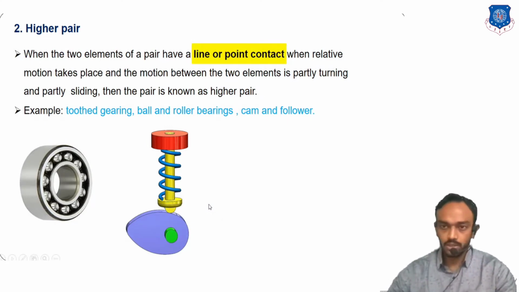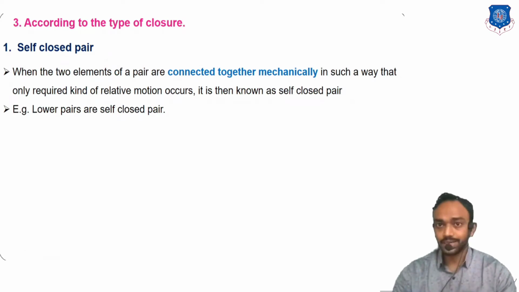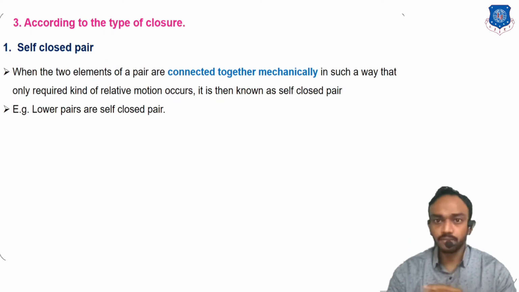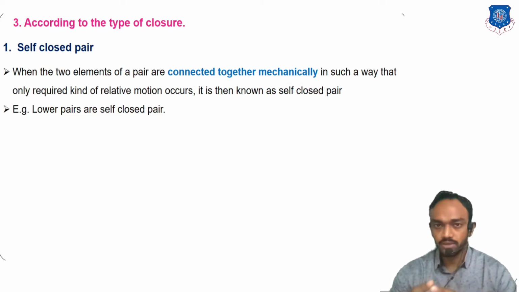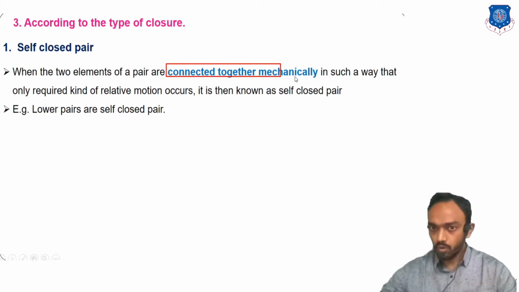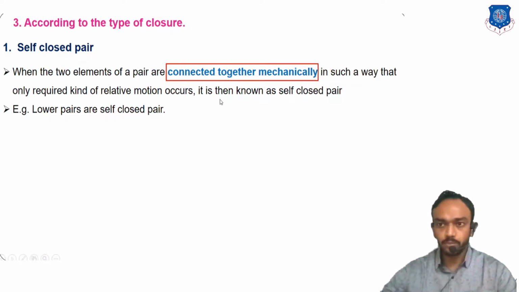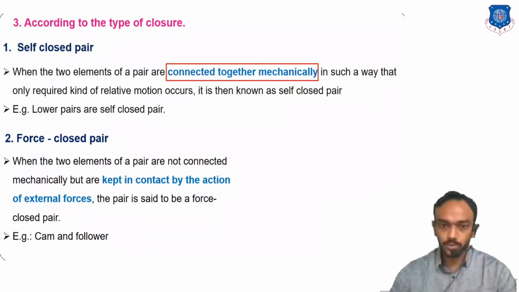Okay, so let's start our third criteria of classification. It is the self-closed pair. So our third criteria of classification is the type of closure. First is a self-closed pair. Two elements of a pair are connected together mechanically in such a way that only the required kind of relative motion is there. Means I can say that there is no possibility of any other motion. So it is known as a self-closed pair. And second is a force-closed pair.